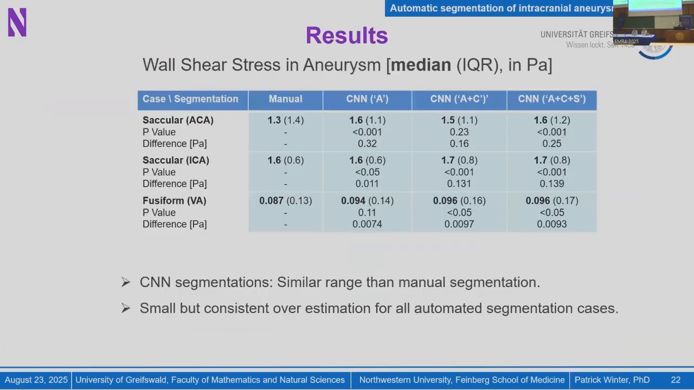Here you can see the results for the spatial median wall shear stress. In all three automated segmentation cases, we observed a similar range of values. However, we saw a small but consistent overestimation of median wall shear stress in all three segmentation settings. This may be explained by a consistent underestimation in aneurysm size.